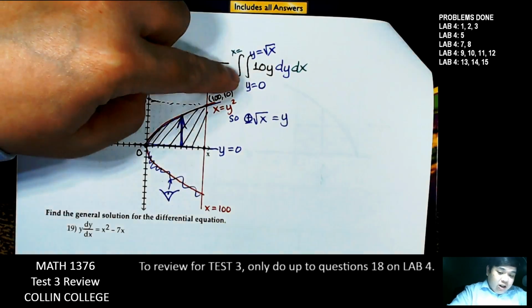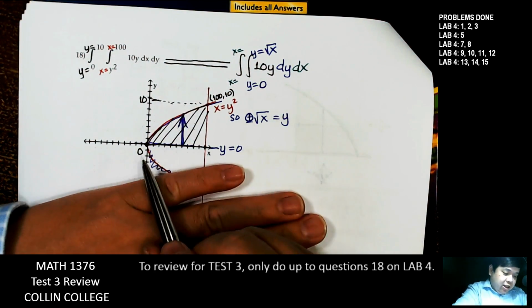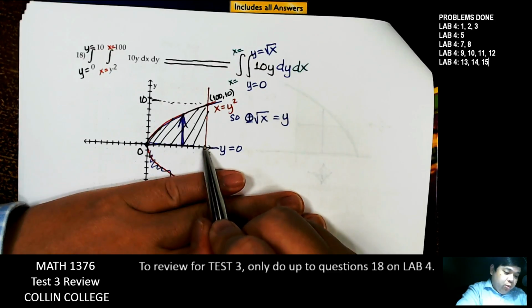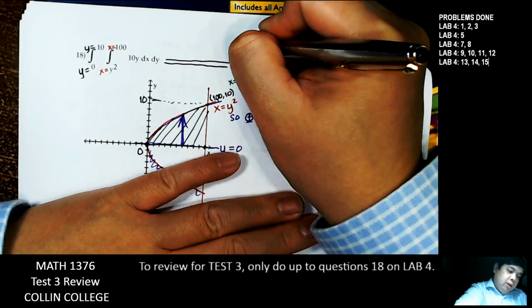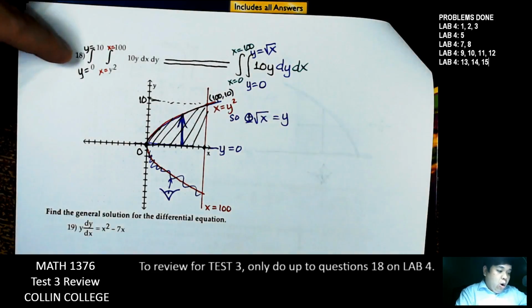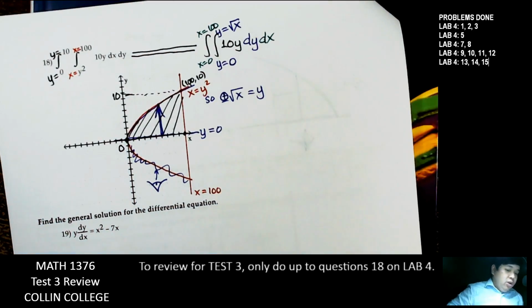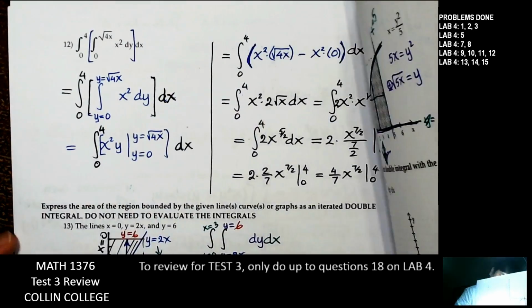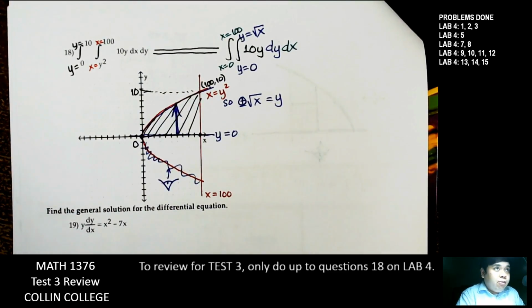And then on the outside, the limit for x, we're just going to choose. For x, it goes from 0 to this point, 100. So that's where we change the order of integration from dx dy to dy dx. The function in the middle is unchanged. Alright, so that is 18.